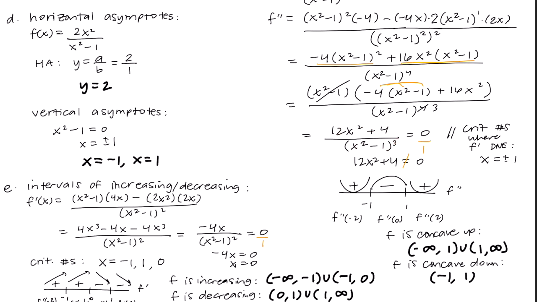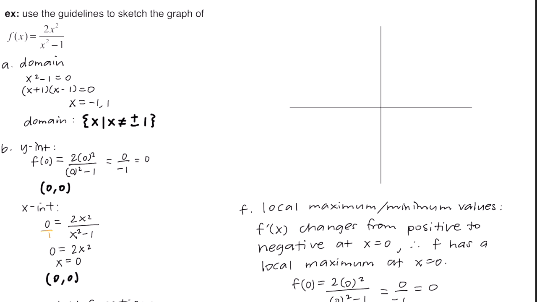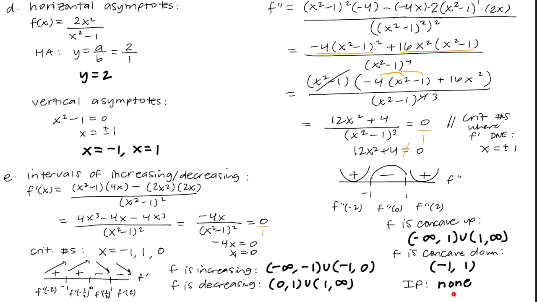So f is concave up from -infinity to -1, and then also from 1 to infinity, and therefore f is concave down right in this interval from -1 to 1. To find an inflection point, you would take -1 and 1 and plug them into the original equation. However, you can't plug -1 or 1 into the original equation because it's not in the domain. So there's no inflection point.